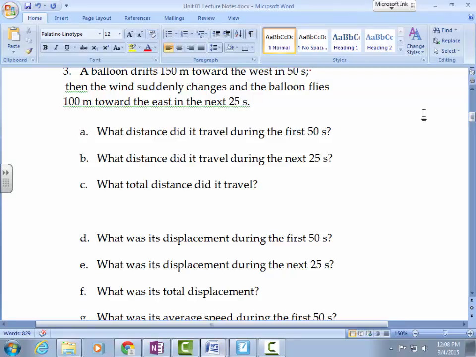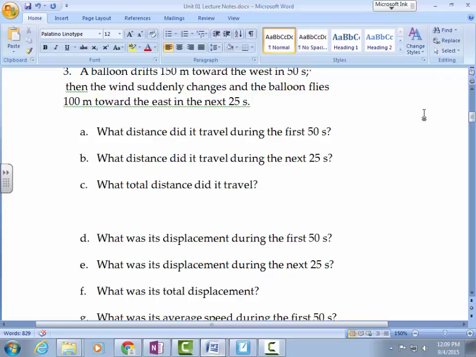So it's going 150 meters, right? So now what position is this person at that time? If we take the left to be negative, it's at negative 150. Okay? And then, what does it do? It travels 100 meters towards the east. What's its final position? Right off the top of your head. Its final position is going to be negative 50.